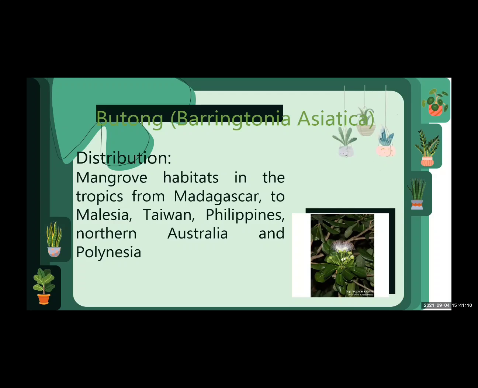Botong or Barringtonia asiatica. Its distribution is mangrove habitats in the tropics of Madagascar to Malaysia, Taiwan, Philippines, Northern Australia, and Polynesia. So usa po din ni siya kita sa mangrove na siya sa mangrove dapit. Next slide.